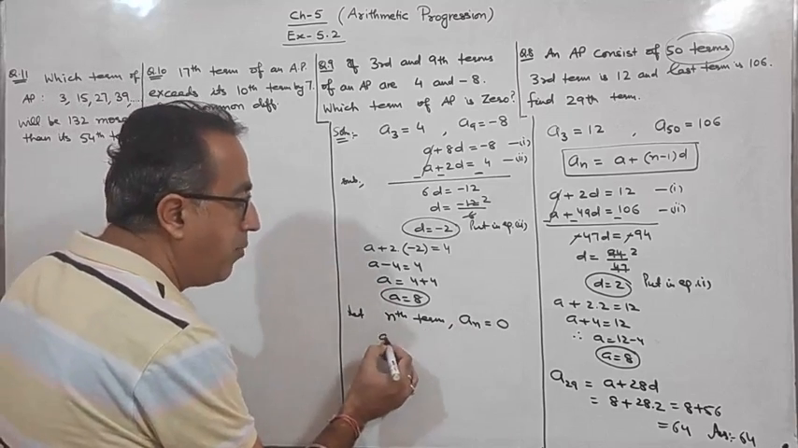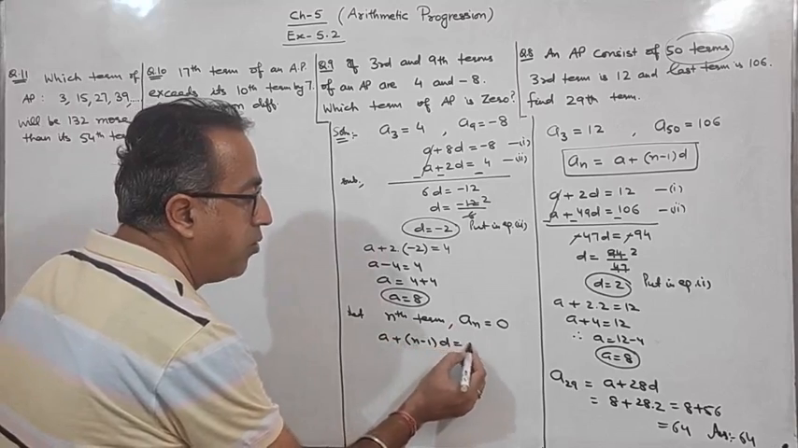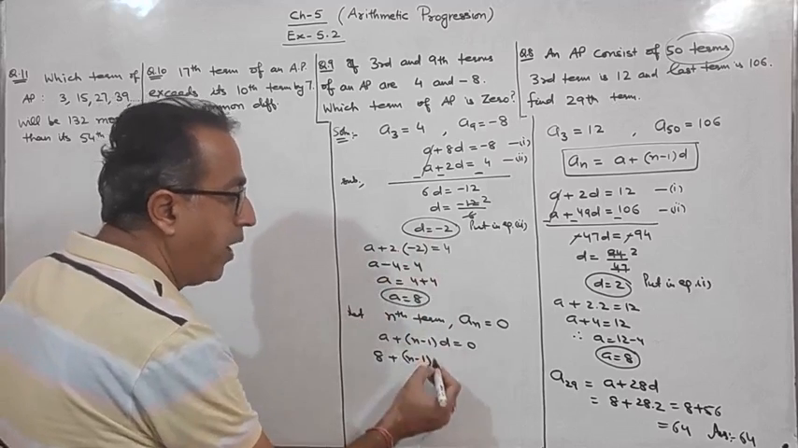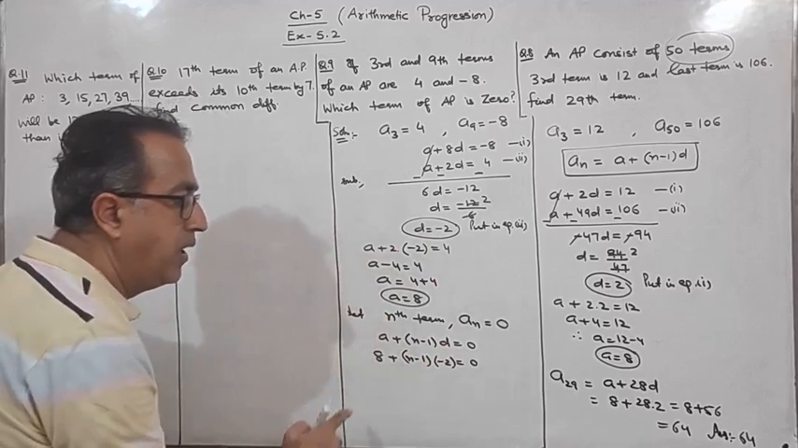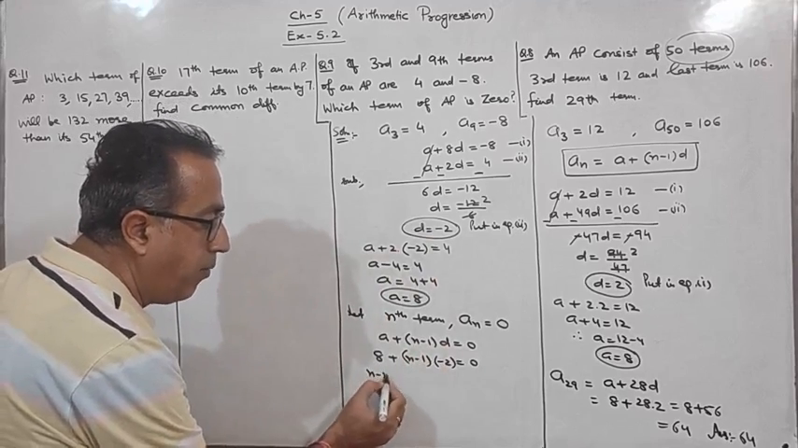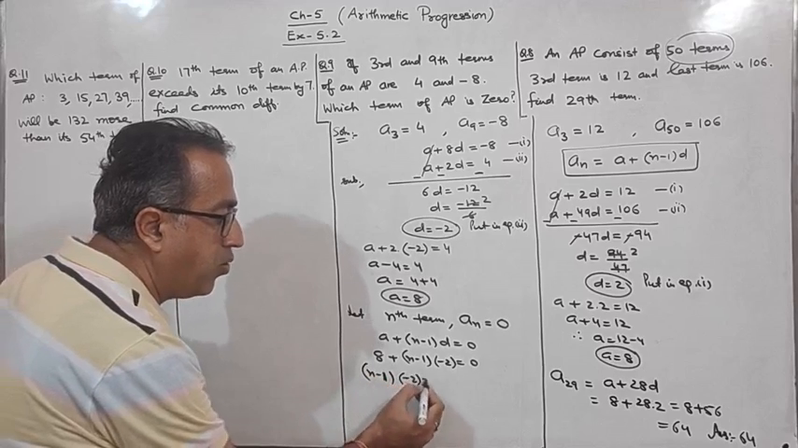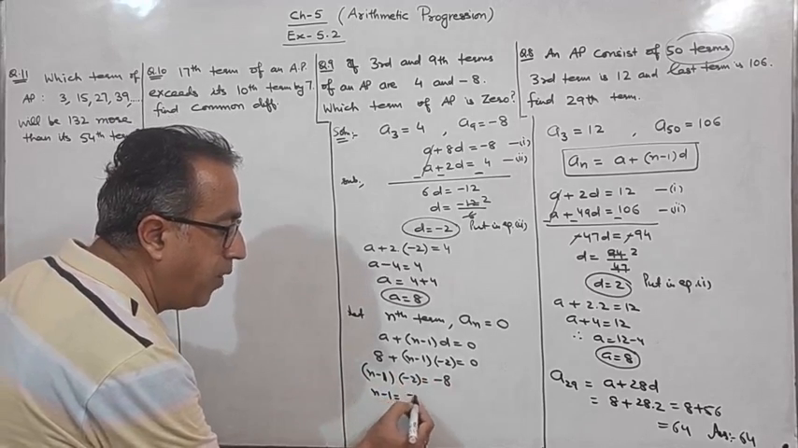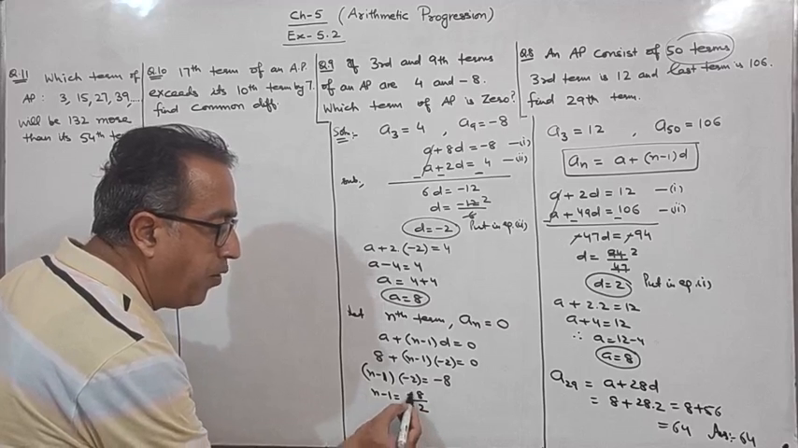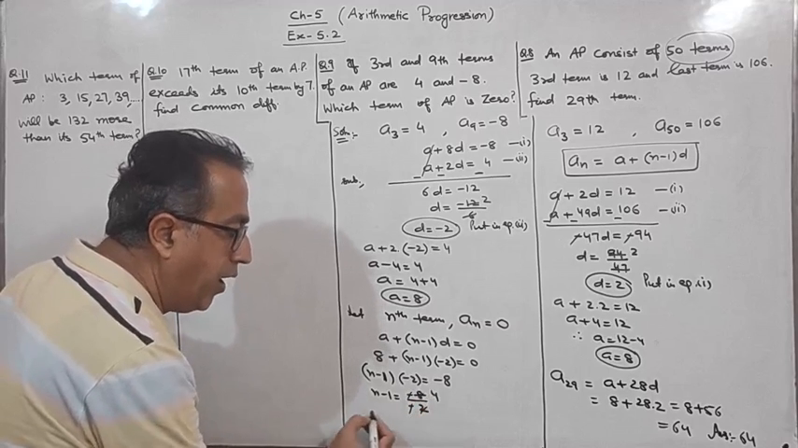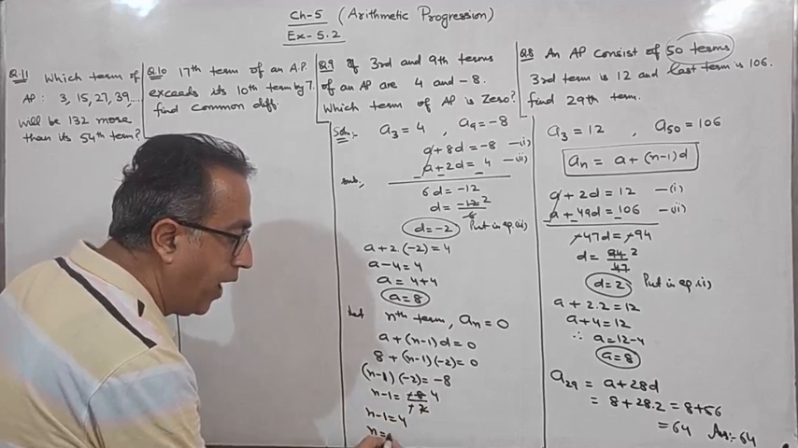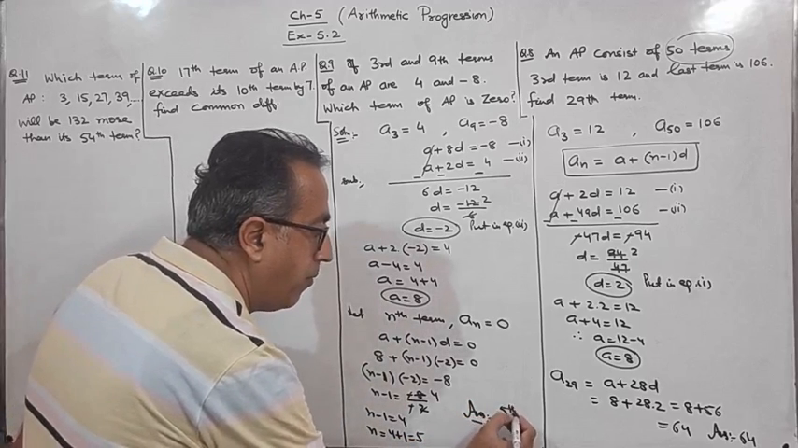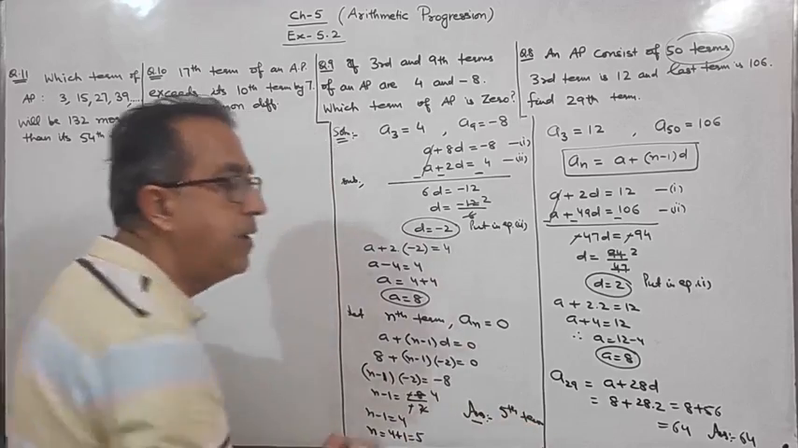The nth term is 0, it means a plus (n minus 1) into d equals 0. Putting the value of a as 8 and the value of d as minus 2, equals 0. First of all, shift this 8 to the right hand side. (n minus 1) into minus 2 equals minus 8. Now shift this minus 2 to the right hand side, it goes to the denominator. Minus to minus cancel. 2 fours are 8. n minus 1 is 4. So n is 4 plus 1, it is 5. So the answer is the fifth term of this AP is 0.